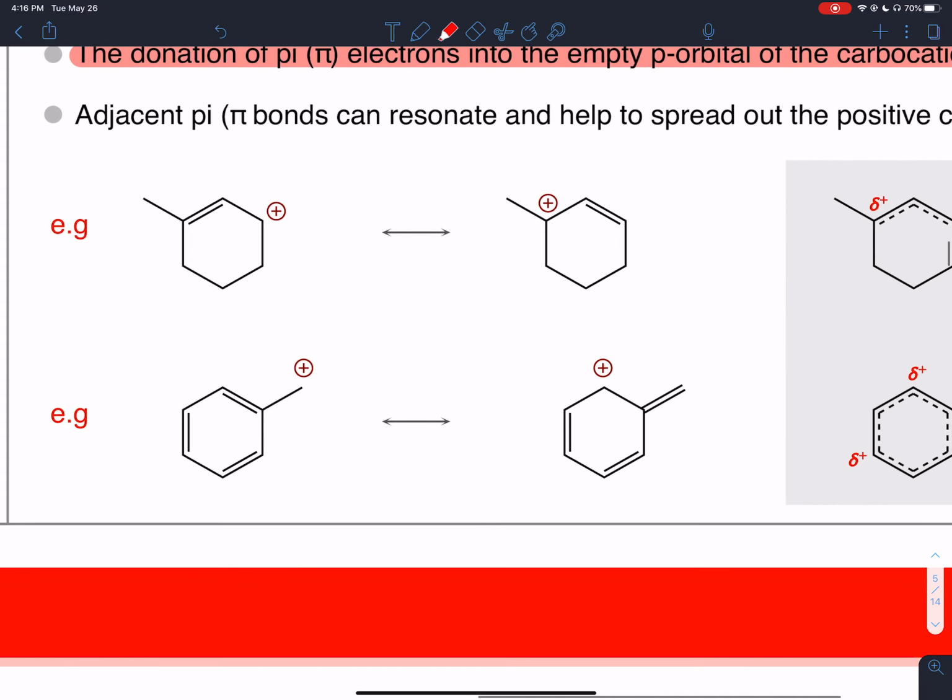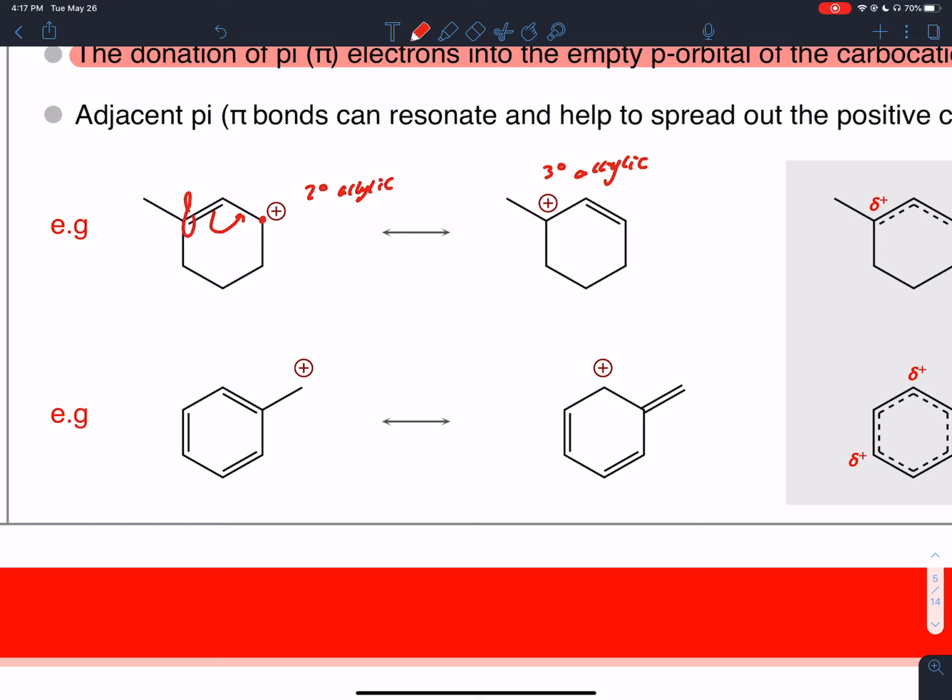So let's take a look at these examples here. We have what we would call a secondary allylic carbocation. We're going to do a video on classifying carbocations in a bit here. But what we see is that the carbon that is positive is directly bonded to a pi system. And we could resonate electron density in this fashion to create a new contributor, which notice now is tertiary allylic. Okay? And those two carbons are sharing in the positive charge.